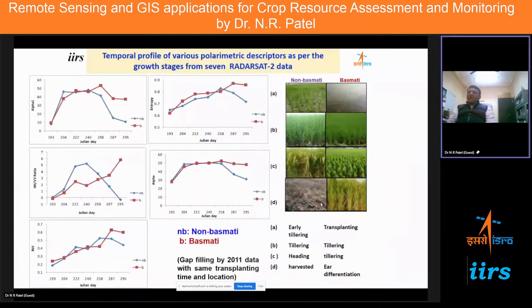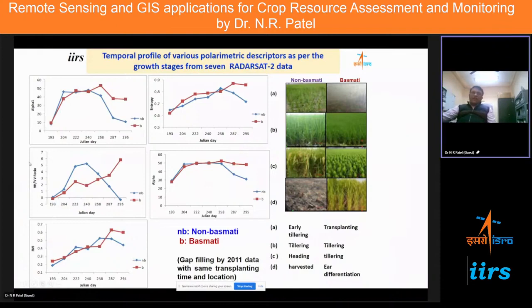As I said, crop inventory is not only possible with optical data, because optical satellites are not able to capture information from the ground during the cloudy season. The cloud limitation is there, because during the cloudy season you will get cloud contamination. But wherever there is cloud, you can get microwave remote sensing data like SAR. Using SAR, you can map rice or any crop which is cultivated during the rainy season.